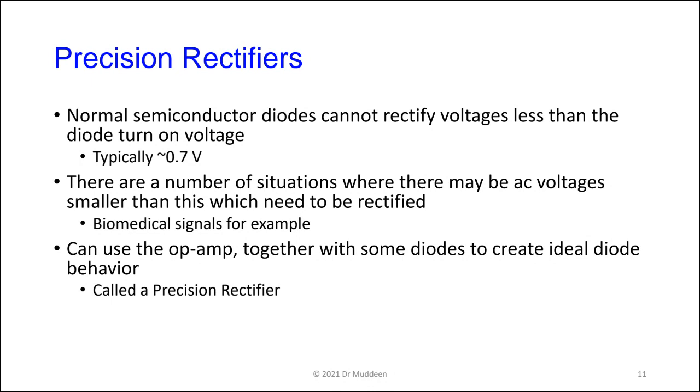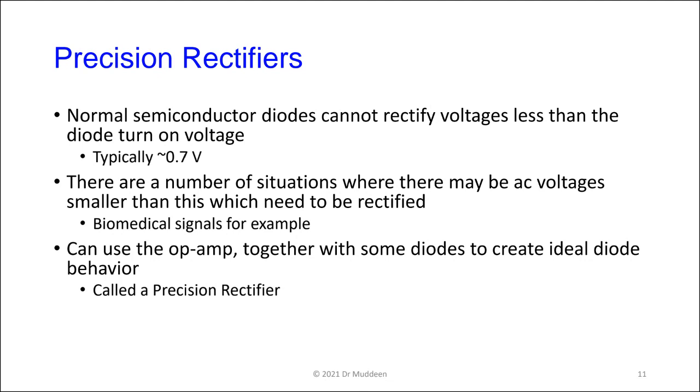Now, there are many situations where there may be AC voltages which are a lot less than 0.7 volts. I keep mentioning things like biomedical signals, for example. Of course, you could take the signal and amplify it up to a bigger voltage, and then work with it. That's one option, and you can use things like the instrumentation amplifier that we just spoke about. You put that in the circuit, and you could get a gain coming out of it, and then you rectify the voltage coming out.